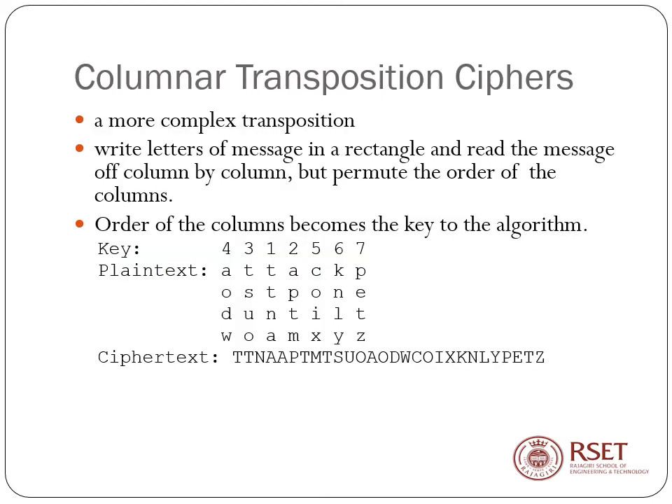So columnar transposition. In columnar transposition, you are following a key. The key is given here, and based on the number of elements in the key, you will be forming that many number of columns, and consecutively that many number of rows. You will be forming a matrix. So you will be writing the letters of the message in a rectangle and read the message column by column, but permute the order of the columns.